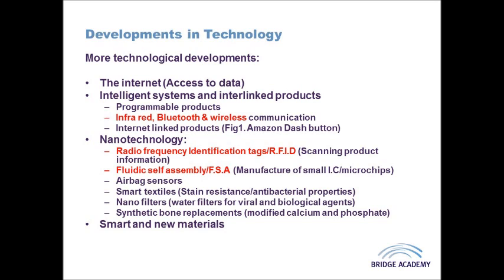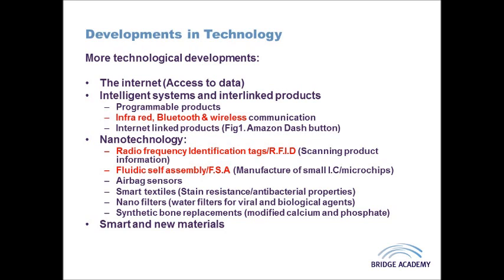Fluidic self-assembly, or FSA, so this is the manufacture of very small microchips or IC chips almost on the molecular level. Sensors within airbags that respond very quickly, also using nanotechnology there. You might have noticed it in a range of different smart textiles, whether it be things that we wear, such as the stain repellent or resistant fabrics that is used by Gap and Levi's in their Commuter jeans products, and also products that have antibacterial properties to reduce the need for continual washing and also to make products safer, as in plasters and things like this.